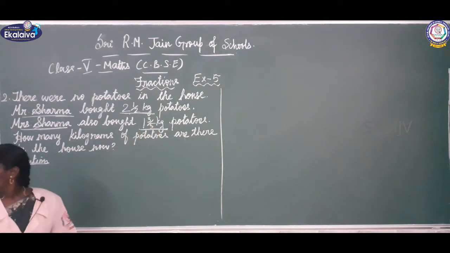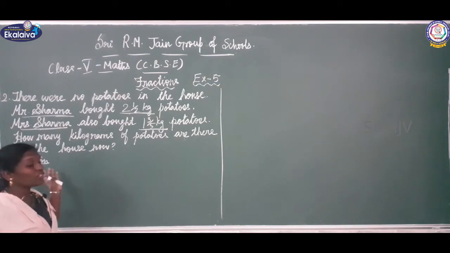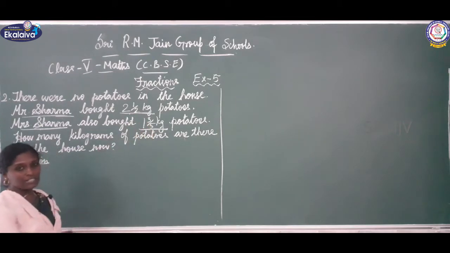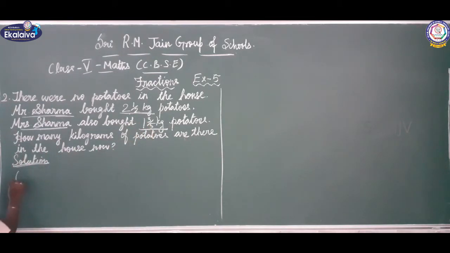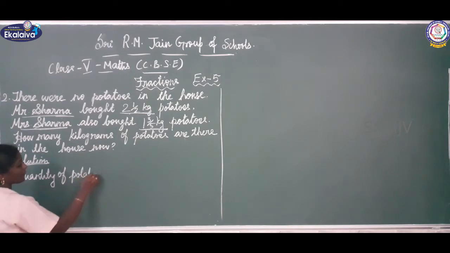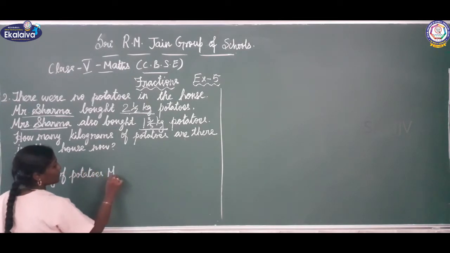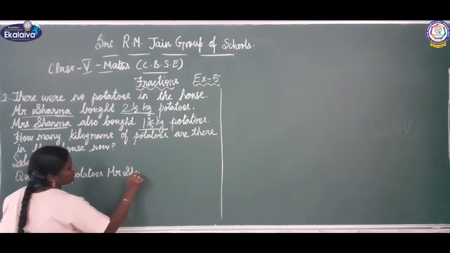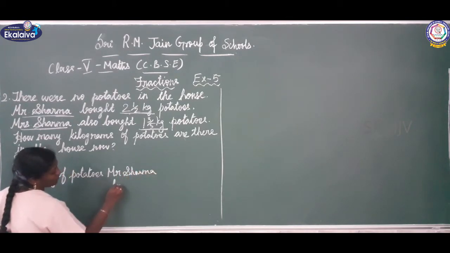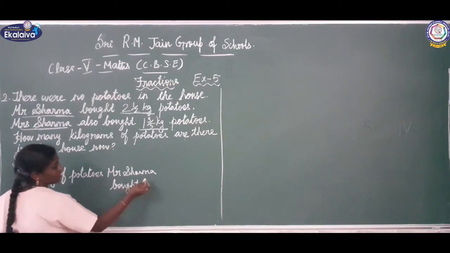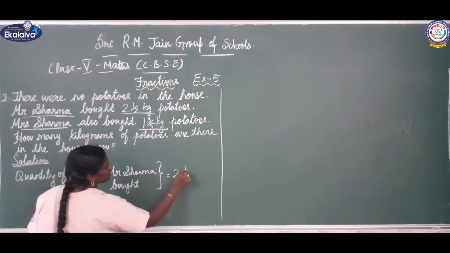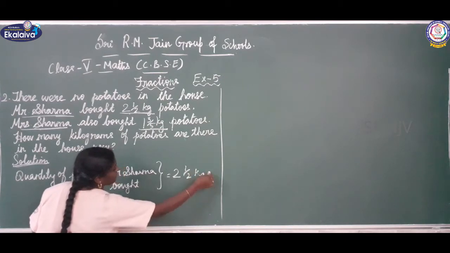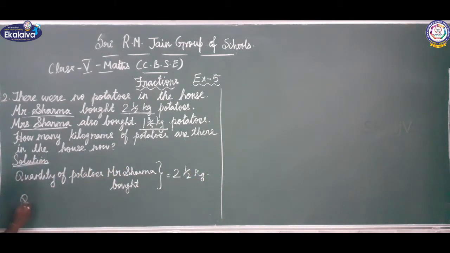Okay, now we are going to find the quantity of potatoes in the house now. For that, we have to add these two quantities. Okay, so the first one, quantity of potatoes Mr. Sharma bought is equal to 2 1 by 2 kg. Now quantity of potatoes.